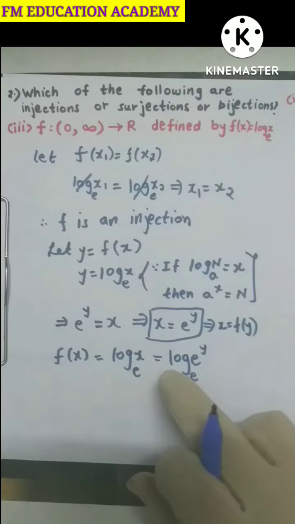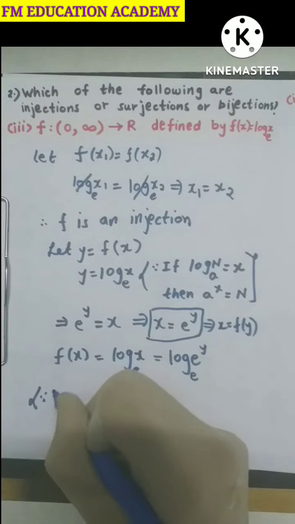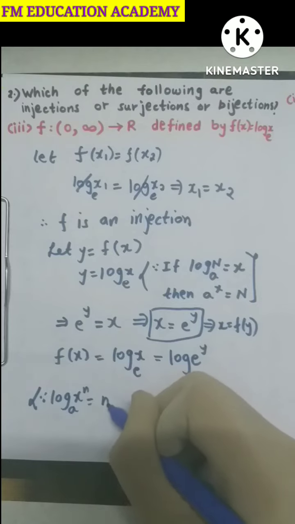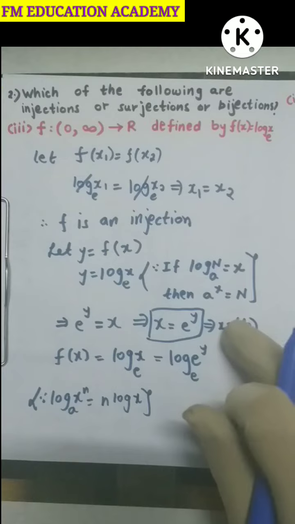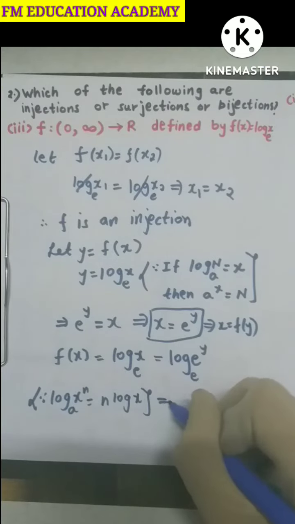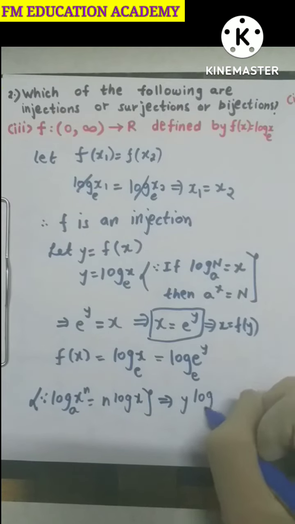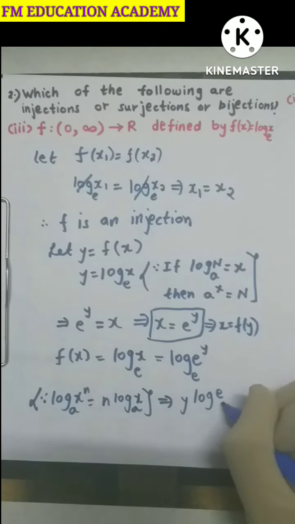It is of the form log x power n to the base a. What is log x power n to the base a? Log x power n to the base a is n log x. So compare: x is e, n is y, a is e. So n log x means n here is y. So y log x to the base e. X here is e, to the base e.